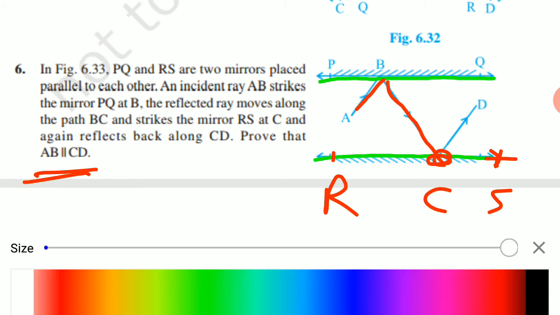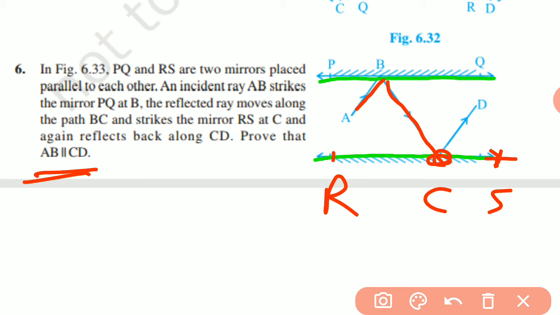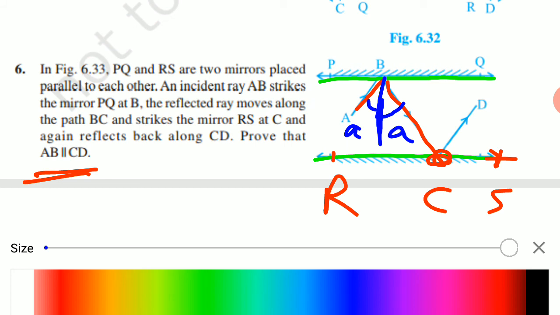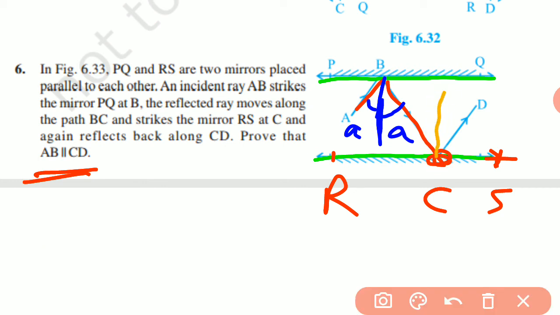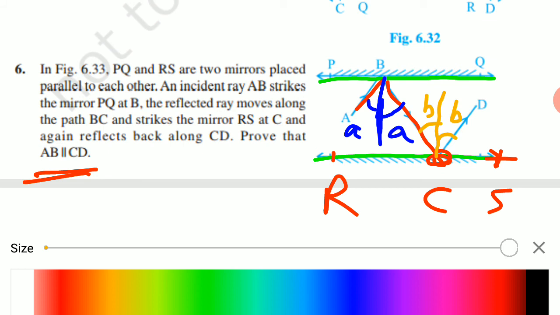So here we will construct a perpendicular line at the point B, so this is the incident angle and this angle is the angle of reflection. Suppose this angle is A, then this angle will also be A. Similarly, draw another perpendicular line at the point C. So this is a ray and this angle will be the angle of incidence. Suppose this angle is B, so the angle of reflection will also be B, and in this diagram we see that angle A and B are alternate interior angles.